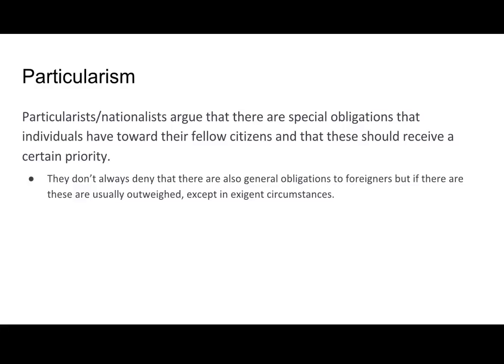Particularism is the view that there are special obligations that individuals have towards their fellow citizens and that these should receive a certain priority. Now, particularists don't have to deny that there are general obligations to foreigners too, but they do tend to claim that there are special obligations to people nearer to oneself, and that these obligations generally outweigh, except in exigent circumstances, obligations due to strangers and foreigners.